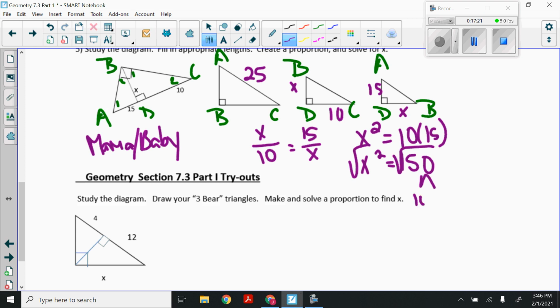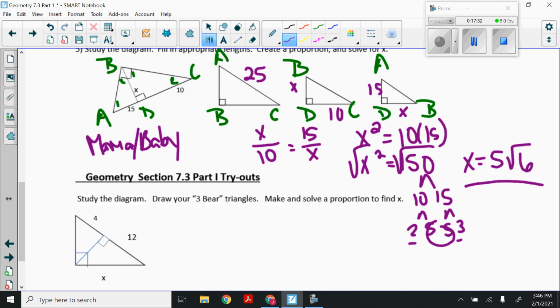Again, I know that came from 10 and 15. 10 is a 2 and a 5. 15 is a 5 and 3. Pair of 5s, a 2 and 3 left behind. So X equals 5 square roots of 6. Again, you see why we did all of that practice with proportions and factor trees and radicals, because we need all of that here. All right, so up to this point, all of the triangles have been drawn for us.